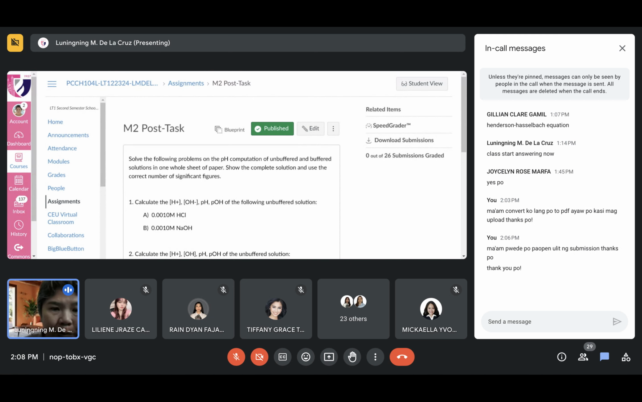discussing how to compute for number 1. If ever you have questions, just raise your hand, okay? So, for number 1, but before I start pala, okay na kayo? Nakasubmit na ba lahat? 29 tayo. May isa pang hindi nagsasubmit.